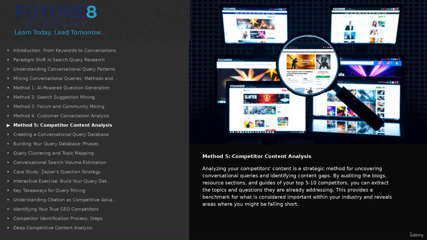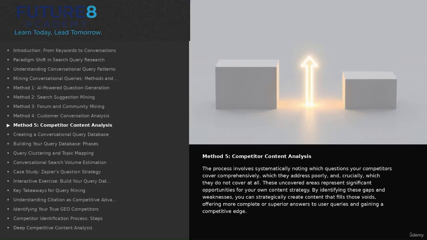The process involves systematically noting which questions your competitors cover comprehensively, which they address poorly, and, crucially, which they do not cover at all. These uncovered areas represent significant opportunities for your own content strategy. By identifying these gaps and weaknesses, you can strategically create content that fills those voids, offering more complete or superior answers to user queries and gaining a competitive edge.